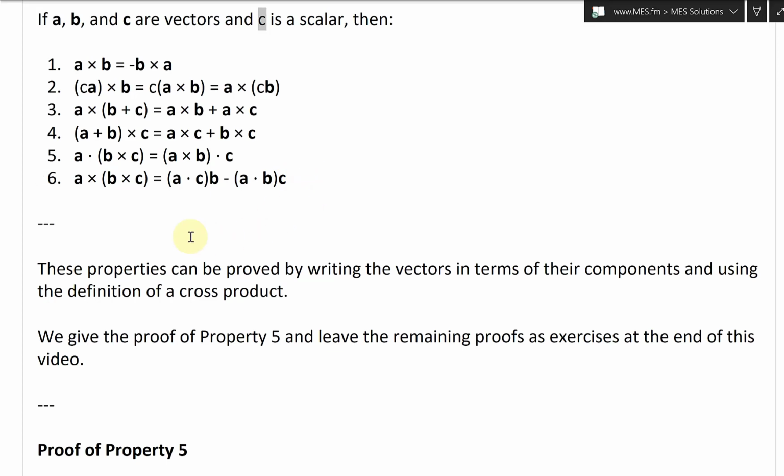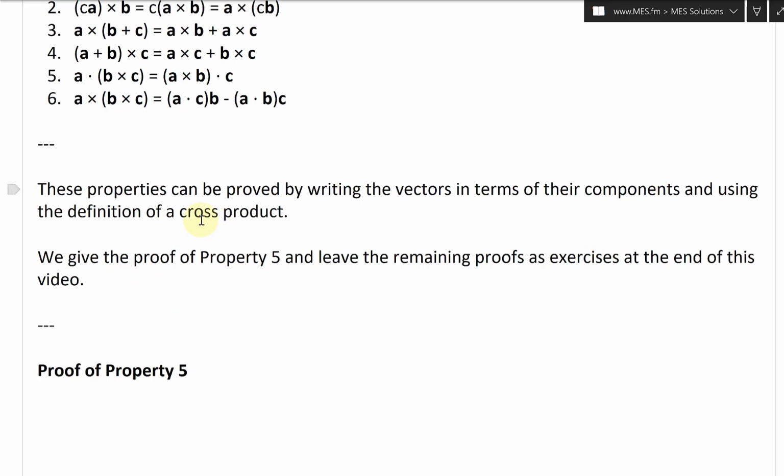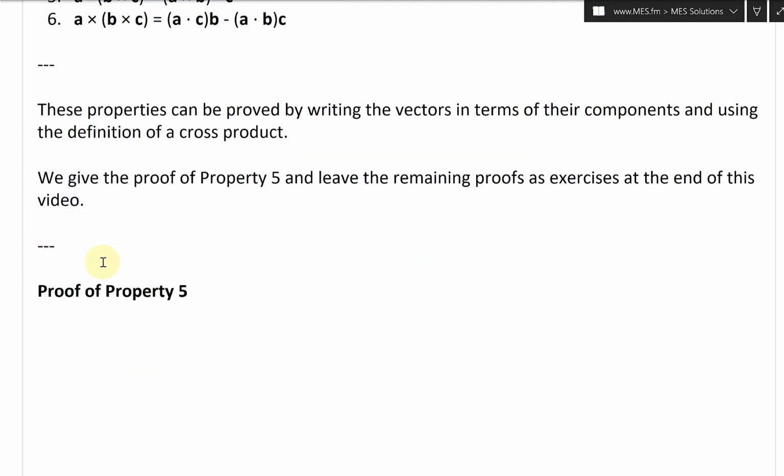All right, and these properties can be proved by writing the vectors in terms of their components and using the definition of a cross product. So we give the proof of property 5 here and leave the remaining proofs as exercises at the end of this video, and I'll prove those later.